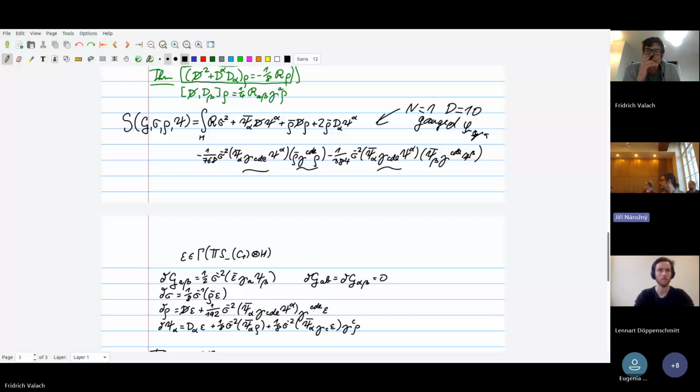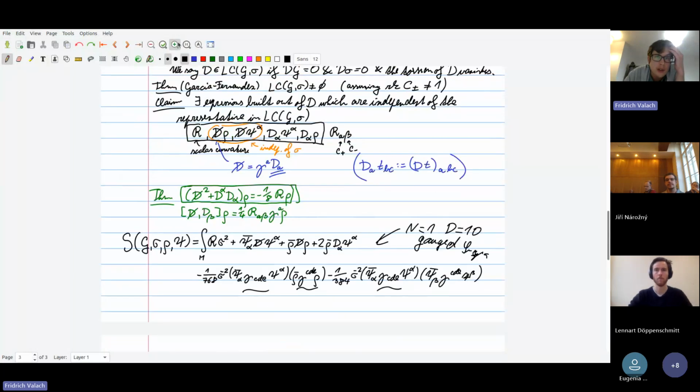Could you say briefly where the dimension 10 does occur in your computations? Why is dimension 10 necessary? Yeah, very good question, thank you. I forgot to stress that bit.